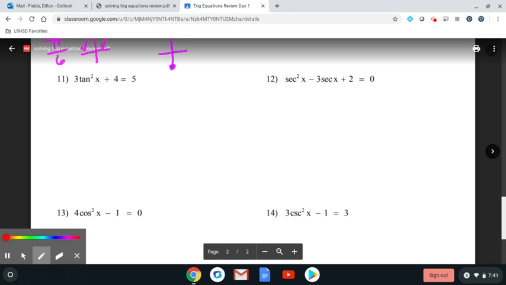So in order to do this, the first thing that we want to do is subtract 4 from both sides. So we have 3 times tangent squared x is equal to 1. Then we're going to divide by 3.